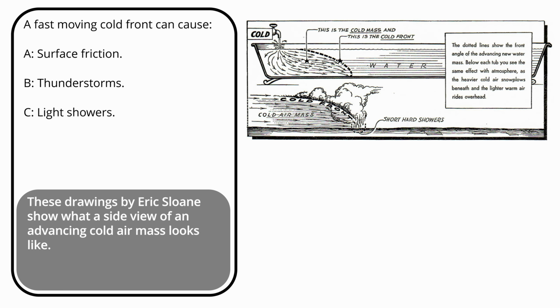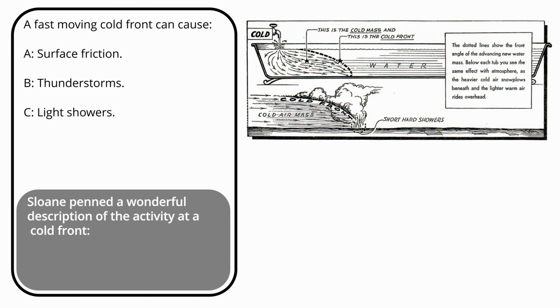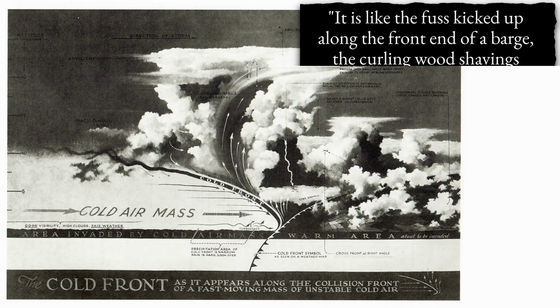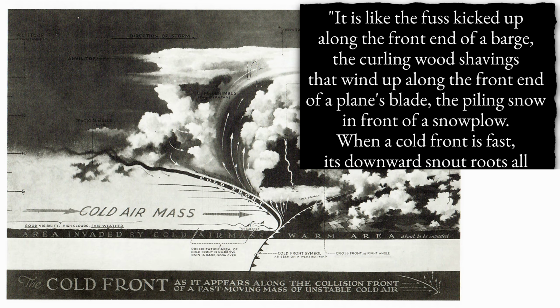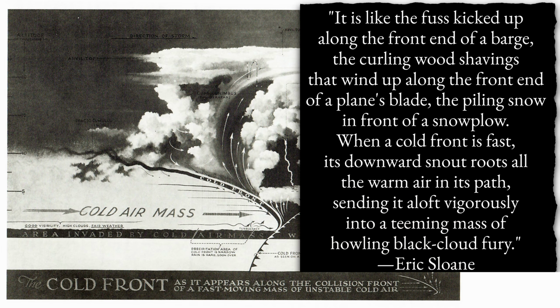These drawings, by Sloane, show what a side view of an advancing cold air mass looks like. The cold air moving from left to right in this picture is forcing the warmer air ahead of it up away from the surface. Sloane penned a wonderful description of the activity at a cold front. It is like the fuss kicked up along the front end of a barge, the curling wood shavings that wind up along the front end of a plane's blade, the piling snow in front of a snowplow.